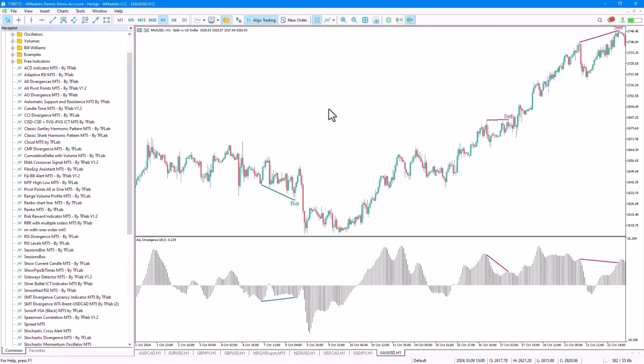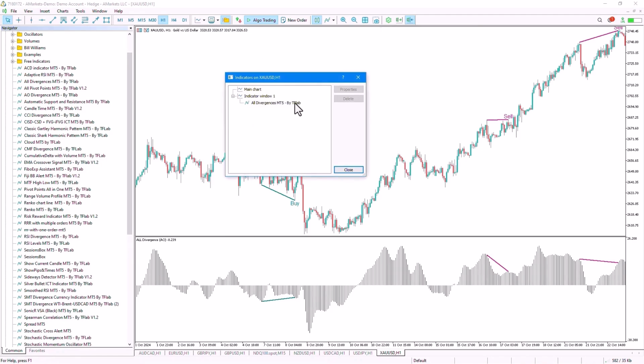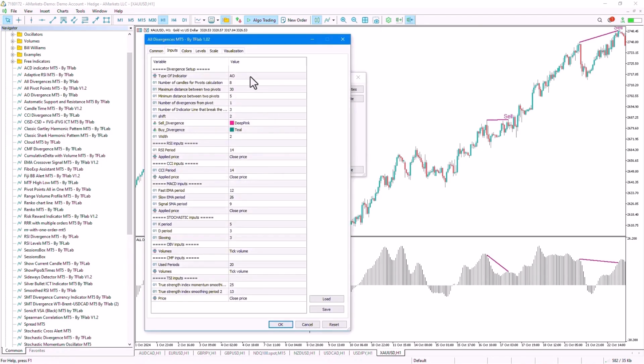In the Settings section, under the Input part, there are options available for us, where we can select the type of indicator in the first section. Among the 8 indicators available in this section are AO, RSI, CCI, MACD, Stochastic, OBV, CMF, and finally, TSI is also included here. In the next section, we can determine the number of candles for pivot analysis.